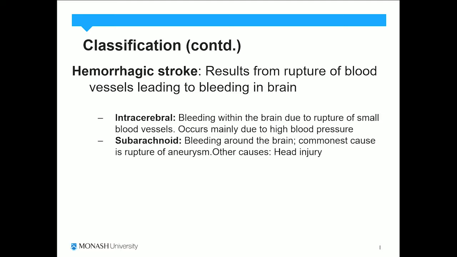Hemorrhagic stroke results from rupture of blood vessels that leads to bleeding in the brain. There are two different types of hemorrhagic stroke. The first is intracerebral, where there's bleeding within the brain parenchyma due to rupture of small blood vessels, and this occurs mainly due to high blood pressure. Subarachnoid hemorrhage is bleeding around the brain, and the commonest cause for that is a rupture of an aneurysm. Other causes could be a head injury as well. The most common area for a rupture of an aneurysm is around the circle of Willis, where you would have a perianeurysm.